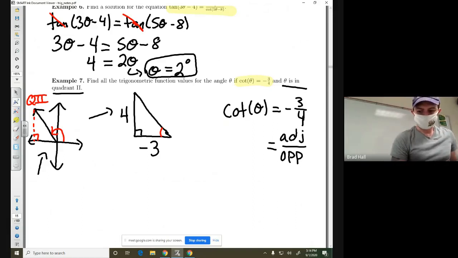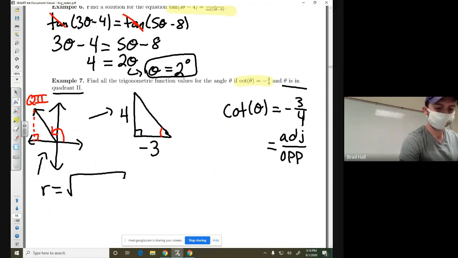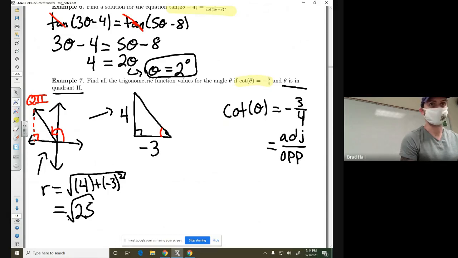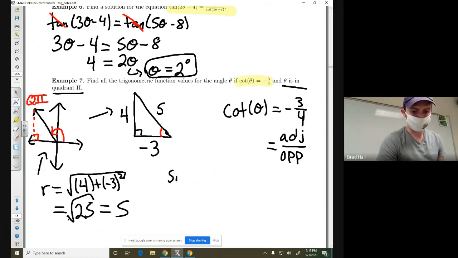So having all of that, we can go ahead and figure out the hypotenuse. And if you are good with geometry, you probably notice this is a 3, 4, 5 triangle. If not, this is the square root of 25, and the square root of 25 actually simplifies to 5. 25 is a perfect square. So now that we filled that in, we can go ahead and figure out all the trig functions.